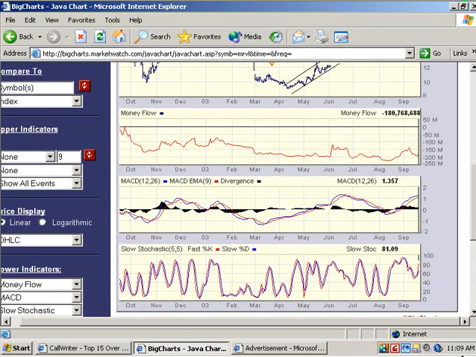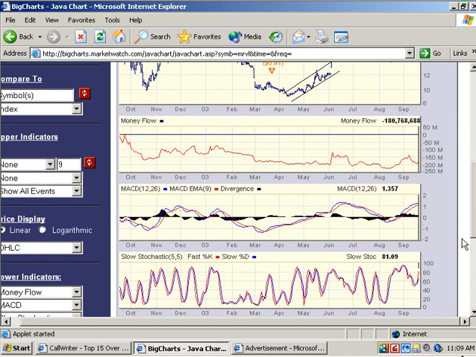Let's go to the slow stochastic here, and I'll show you how to read the slow stochastic. Simply keep your eyes on the red line. Every time the red line crosses the blue line, that indicates a reversal of the trend. If the red line crosses the blue line to the upside, the stock is getting ready to go up. If the red line crosses the blue line to the downside, the stock is getting ready to go down, okay?